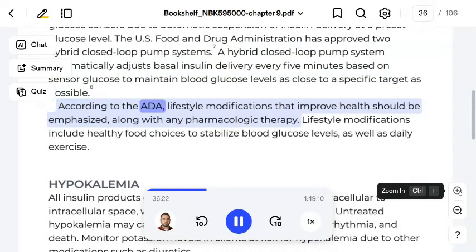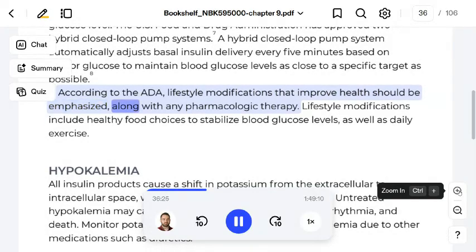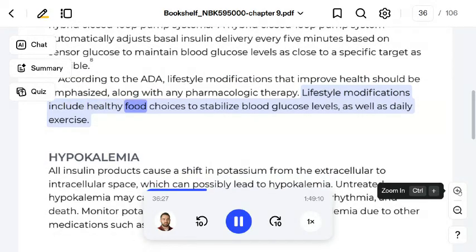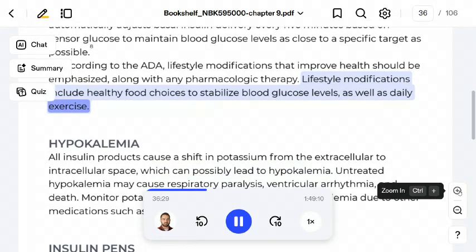According to the ADA, lifestyle modifications that improve health should be emphasized, along with any pharmacologic therapy. Lifestyle modifications include healthy food choices to stabilize blood glucose levels, as well as daily exercise.